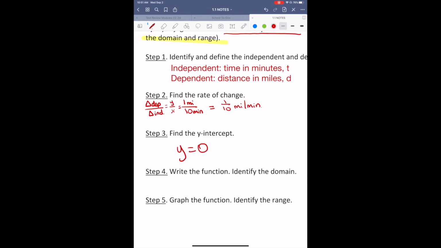Step four, write the function and identify the domain. All right, our function, how do we put this into a function? We're going to use slope-intercept, okay? We're measuring distance according to time, so d of t. Our slope, or our rate of change, is 1 over 10, depending on how much time she runs for, so 1/10 times t. And then our y-intercept is 0. You can put plus 0, it's not needed, okay?